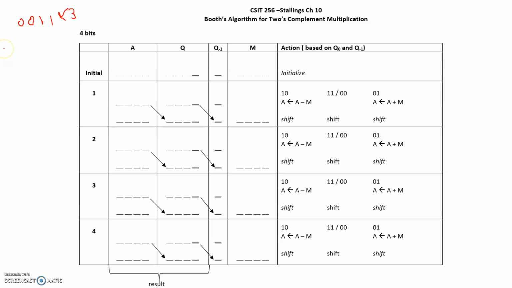So to represent minus 3, we flip the bits: 1, 1, 0, 0. Okay, that's the flipping of the bits. And then we add 1, and we have 1, 1, 0, 1. And so this here is minus 3.